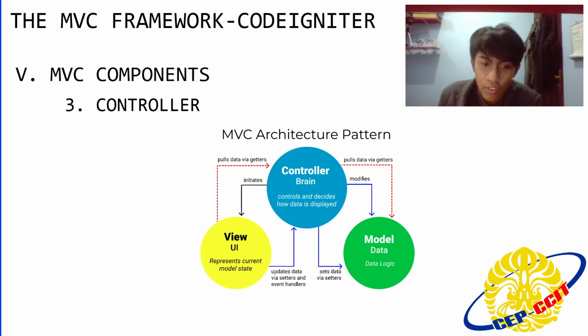Last one is the controller. The controller acts like a bridge between the view and the model. So every time the user from the view wants to see some data, the controller pulls the data from the model and then presents it to the view, so the view can present it to the user.